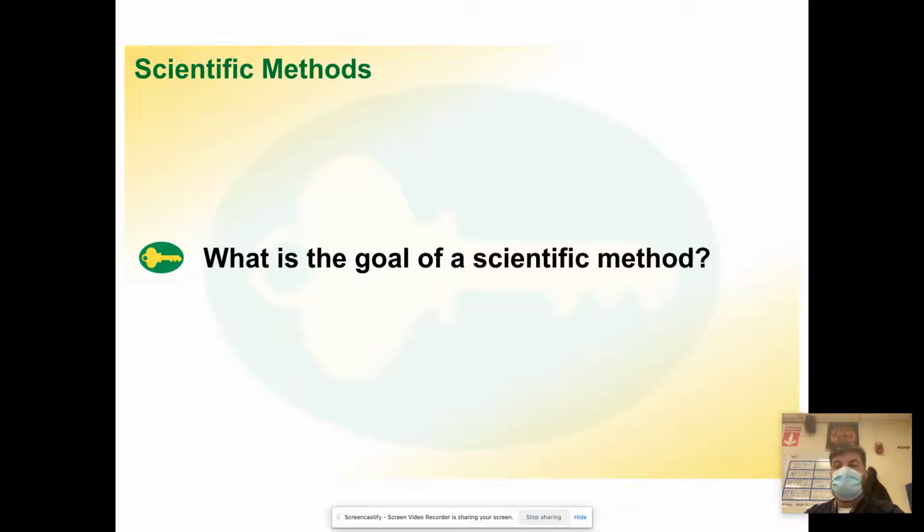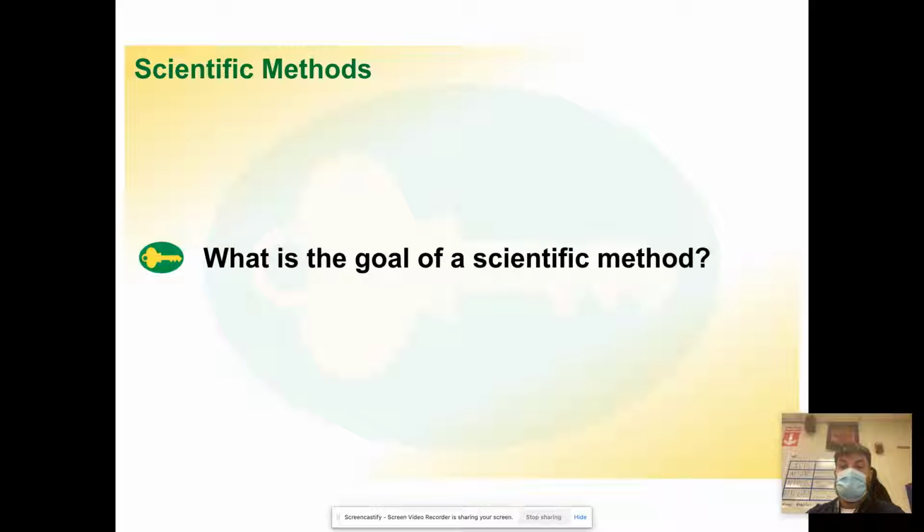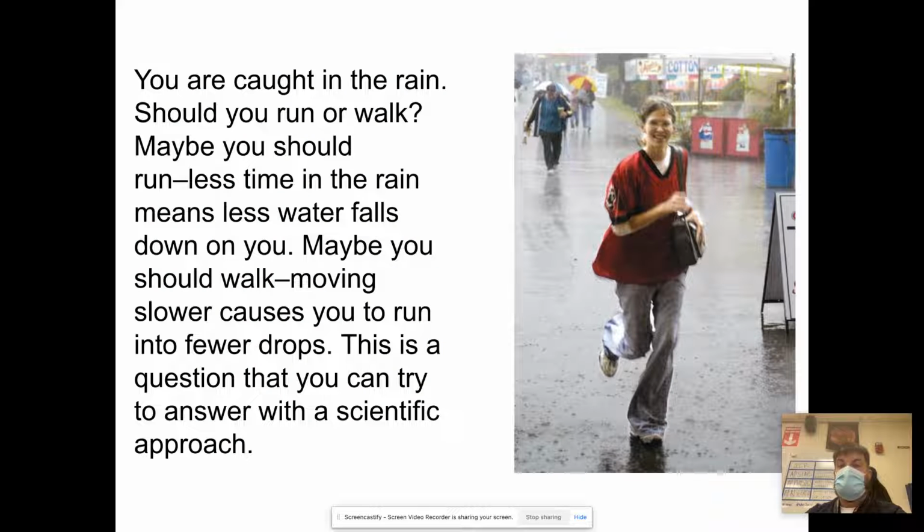So what is the goal of the scientific method? An organized plan for gathering, organizing, and communicating information is called the scientific method. You can use the scientific method to search for the answer to a question. The scientific method can vary from case to case depending on the question and how the researcher decides to look at the answer. So the question here is probably, how do I get less water on me?